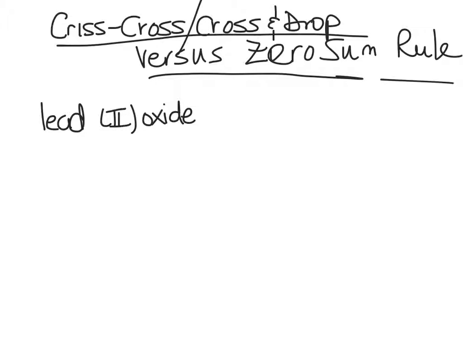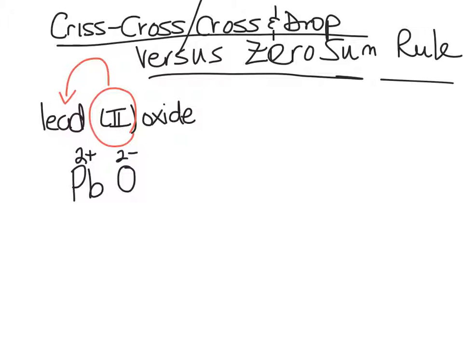Lead 2 oxide. This Roman numeral 2 indicates the charge on the lead is +2. So if we were going to do crisscross or cross and drop, lead has a 2+ charge, oxygen has a 2- charge. Cross and drop or crisscross, those numbers come down, Pb2O2, but we reduce to the lowest common multiplier. So if we divide both of those by 2, we get PbO.